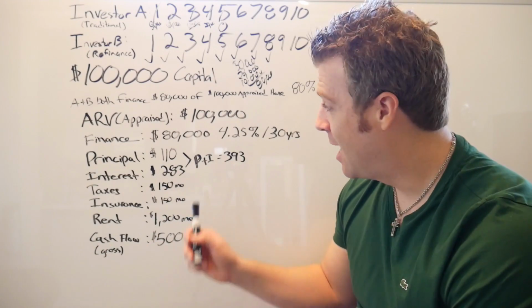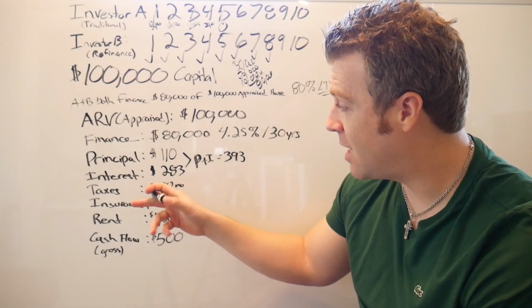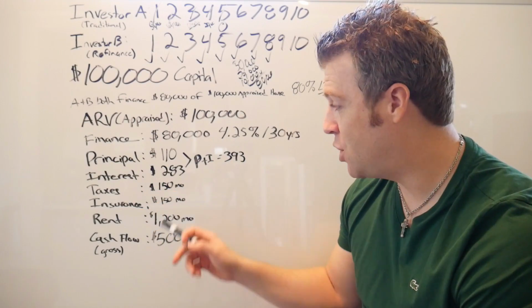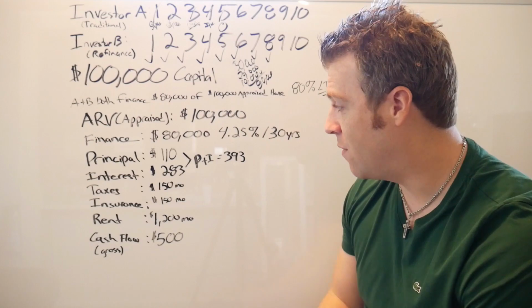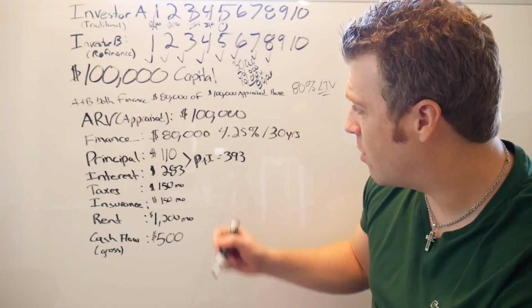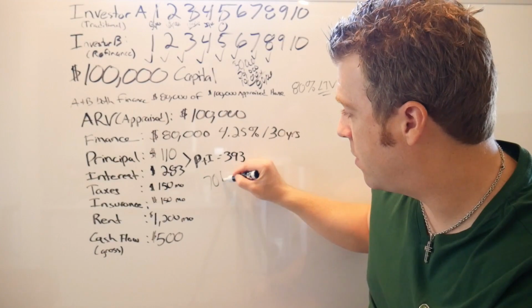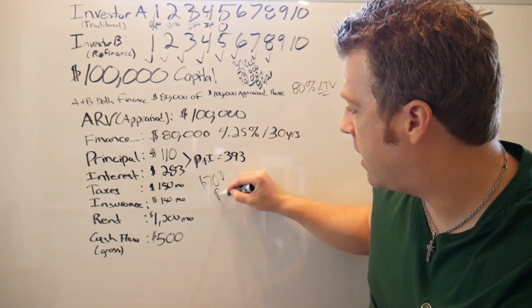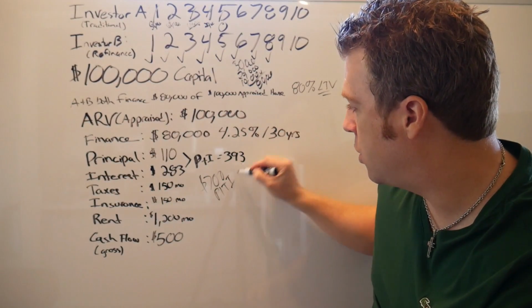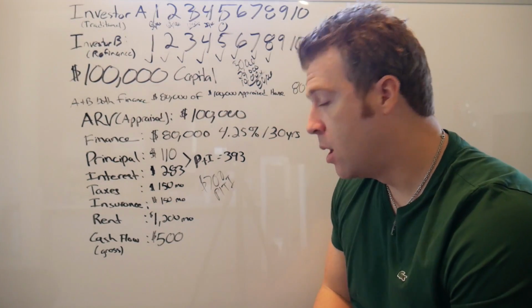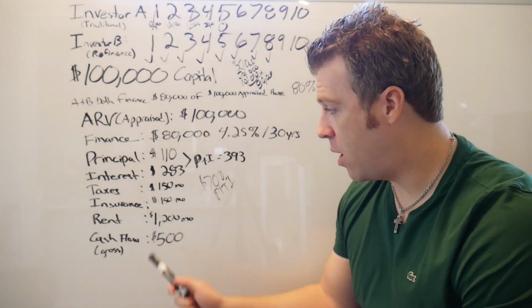That means $110 is actually paying down the property each month, and $283 is going to the bank's pocket. Here's where we get to the taxes and the insurance. The taxes, let's just use $150, and insurance $150. That ends up being roughly $693, or we'll just say $700 to make it easy, as your total PITI, right? That's your principal, insurance, taxes, and interest. Say we can rent that property for $1,200.